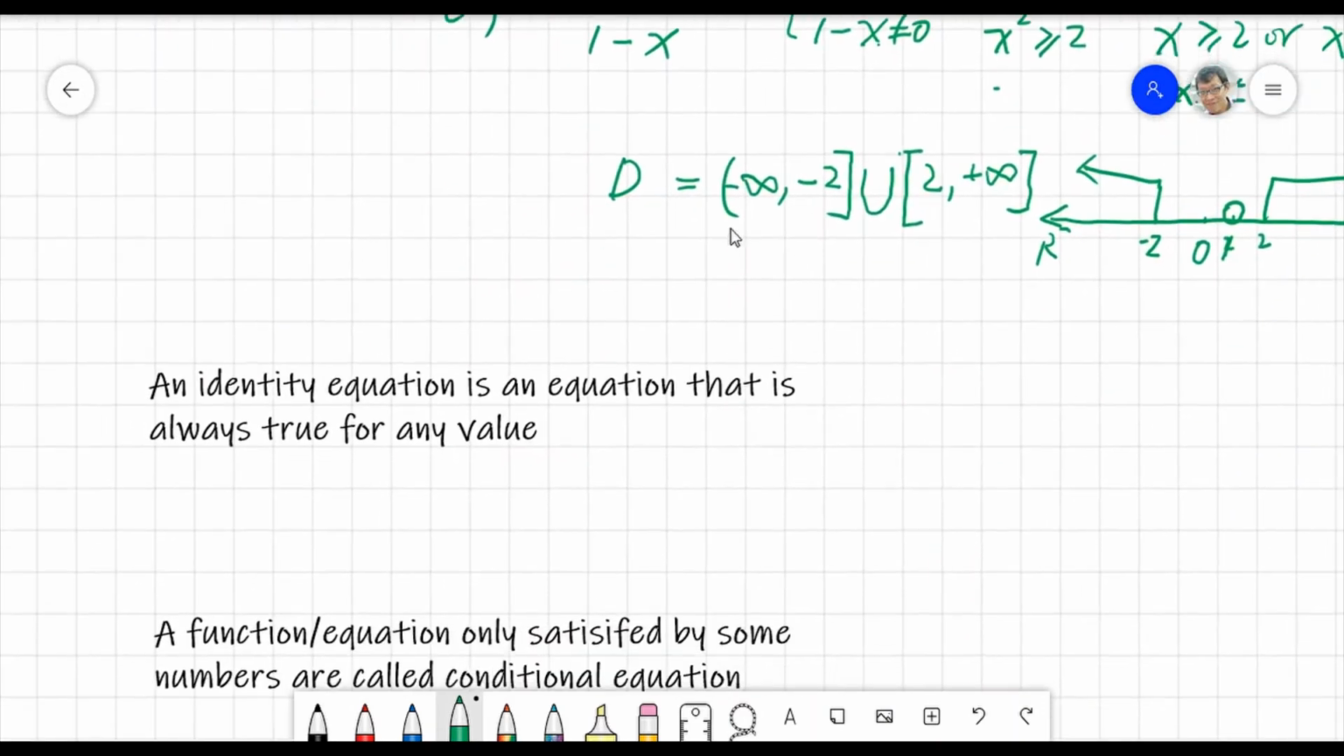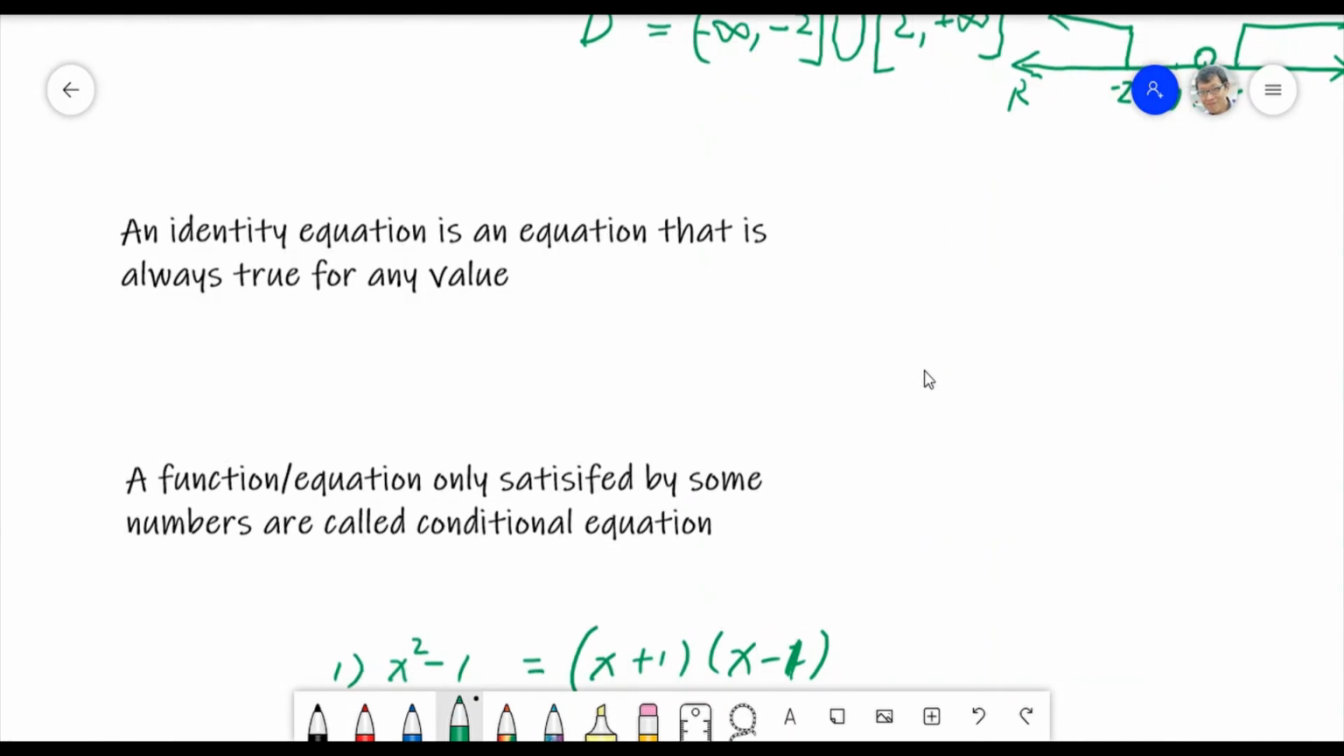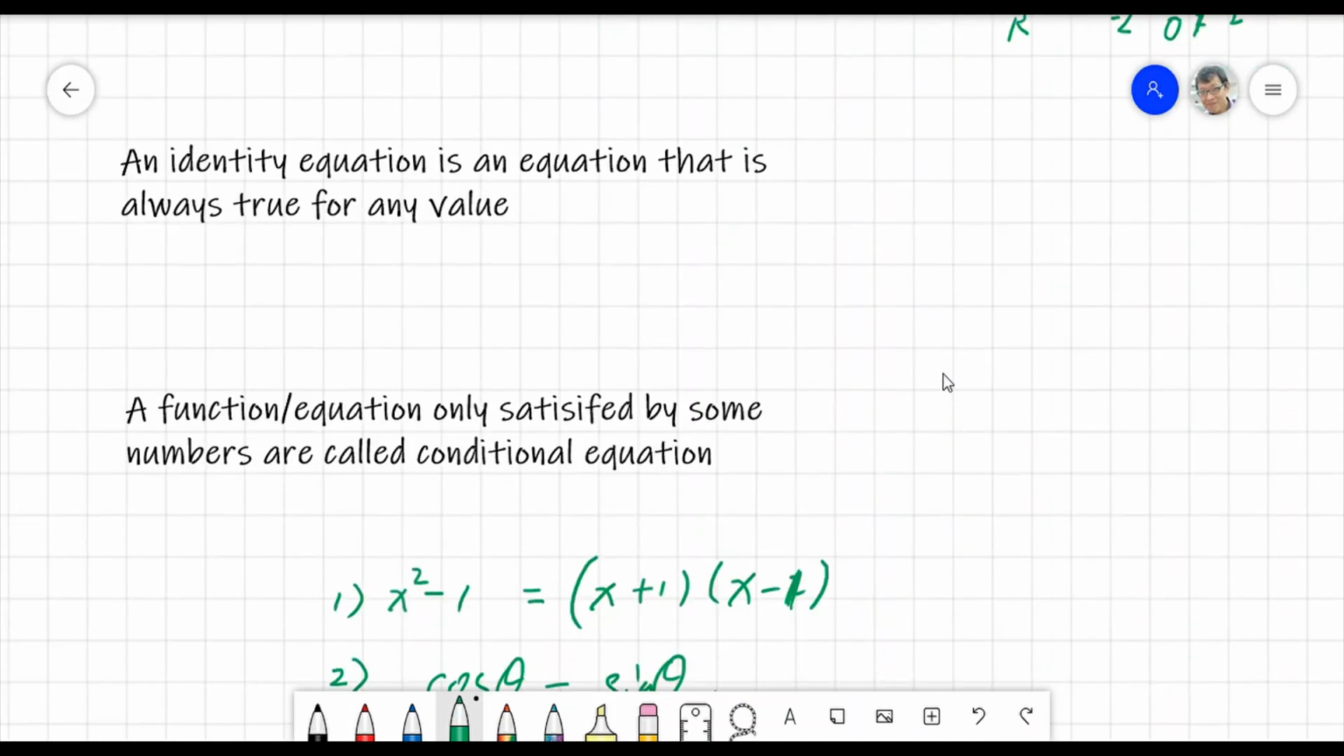So we go to another concept. One is identity equation. Another is a conditional equation. In fact, these are opposite concepts. This is based on what we just talked about, the domain. If the domain is R, then it's identity. If the domain is not R, then it's conditional. Just that easy. Okay.